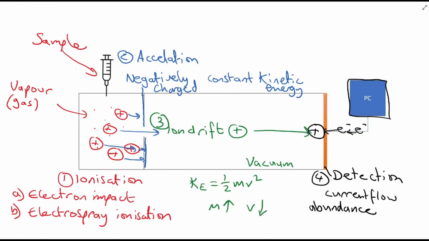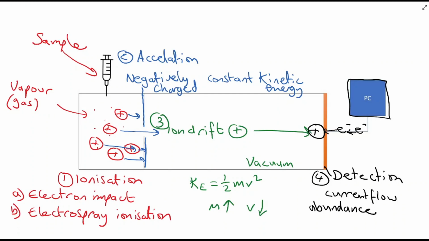So overall, to summarize, the mass spectrometer has 4 stages. Ionization, where gaseous atoms turn into gaseous ions. Acceleration, where a negatively charged plate accelerates the ions to a constant kinetic energy. Ion drift, where they drift through a vacuum tube and the smaller ions travel faster. And then when they hit the plate at the end, detection, where a current flows and the abundance of each ion can be determined. That's how the mass spectrometer works.